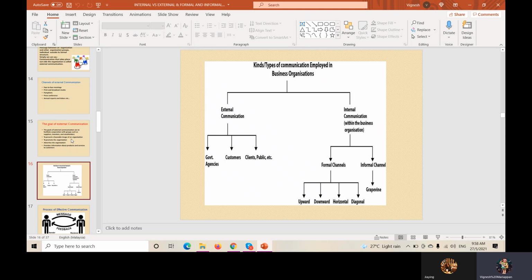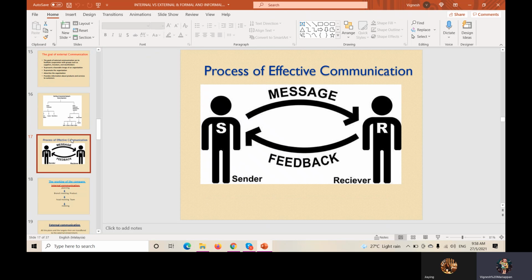So teacher already explained what is internal communication, right? And then I have explained what is external communication. And now I'm going to explain what is formal and informal communication. Okay, this one is the process of communication. The process of communication I already explained previously. This is just a simple image for you all to understand.